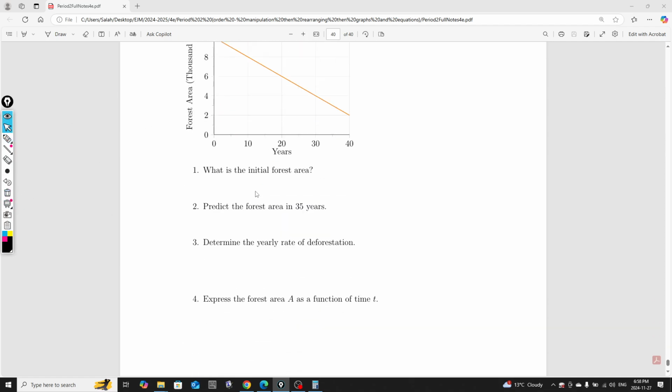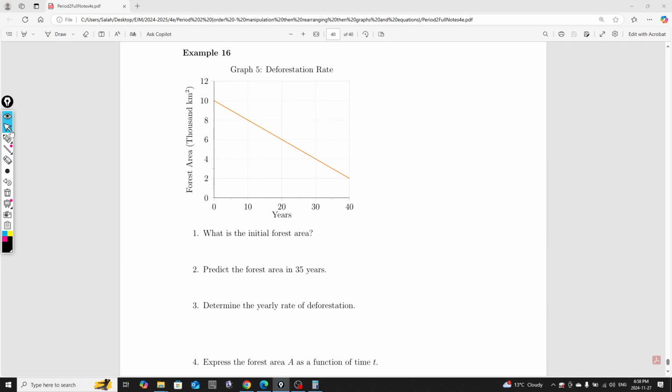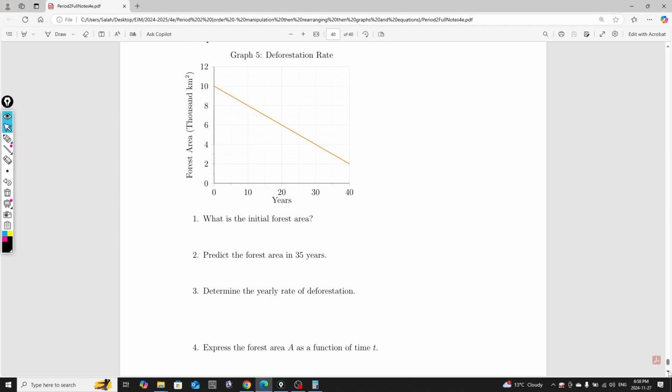And finally, yes, this is the last question. So here we go. Perfect. Here we go. Okay. So here we're looking at a deforestation rate, forest area in thousands of kilometers squared, and then years. Okay, great. So what's the initial forest area? The initial forest area, we're starting at 10. So here you're going to say 10,000 kilometers squared. Don't just say 10 kilometers squared.